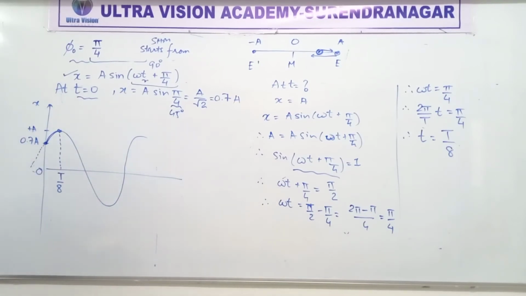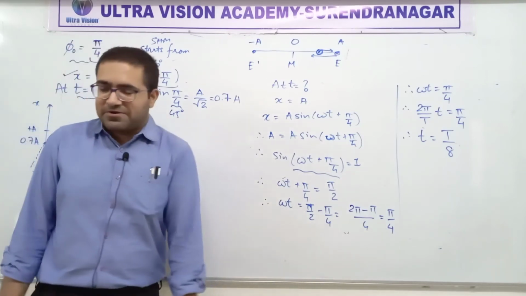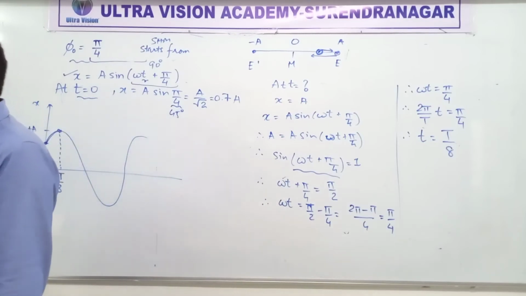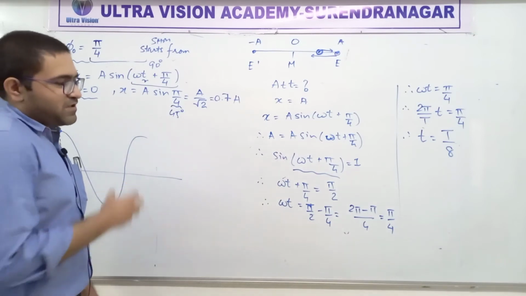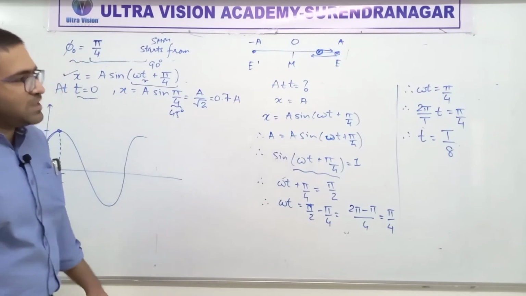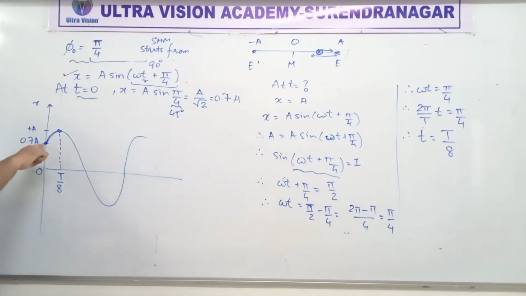Okay, so like I was telling you earlier, this chapter is heavily dependent on trigonometry, right? That's why to get any kind of values, we need to use some trigonometric equations. We have to solve them and then we get some answers. So what I said is that from here to here, it's going to reach in time 0 to T by 8. Then it will continue like this. You can solve more equations and find out when it will reach here, when it will reach here, when it will reach here.